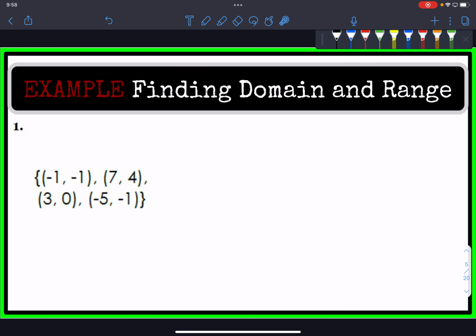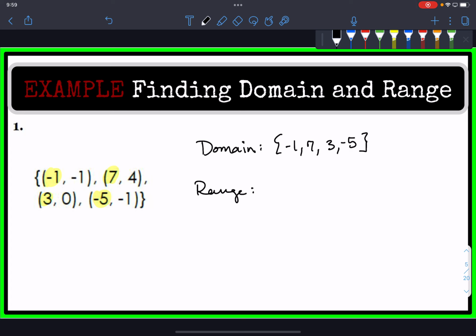Like in this example right here, our domain is the x values of our relation: -1, 7, 3, and -5. And the range is the y coordinates of our relation: -1, 4, and 0. Now normally you would like to put these in order, but if you don't, that's fine.